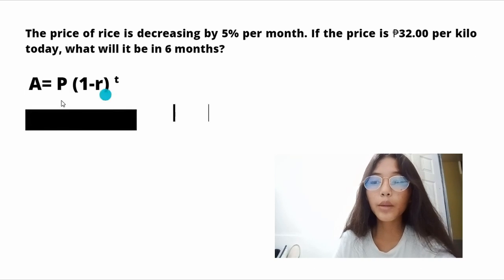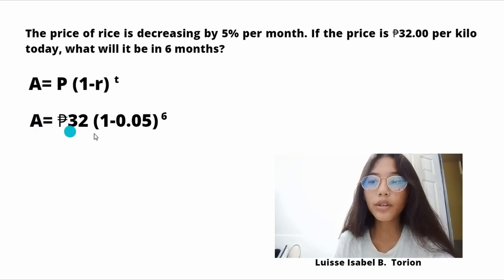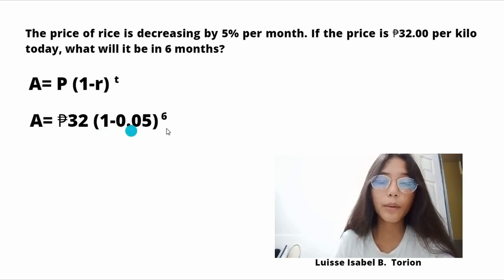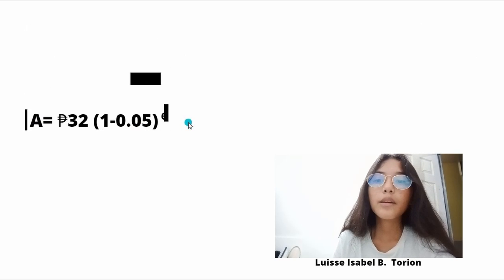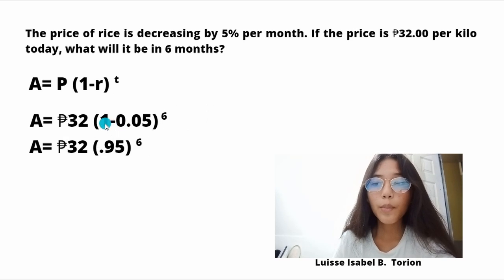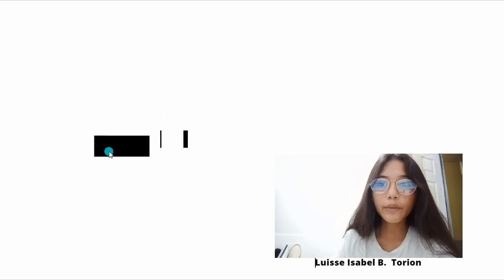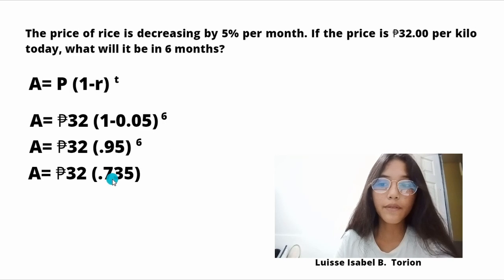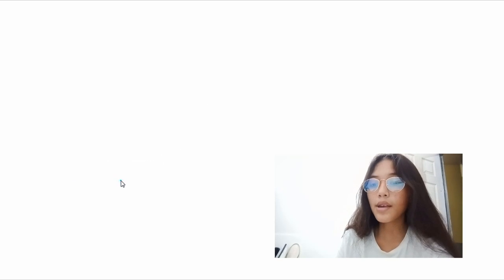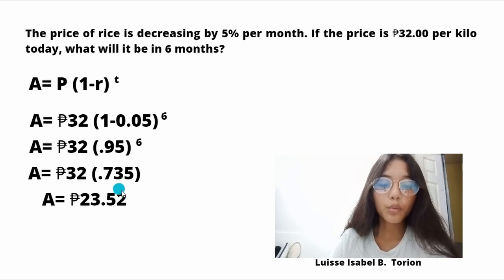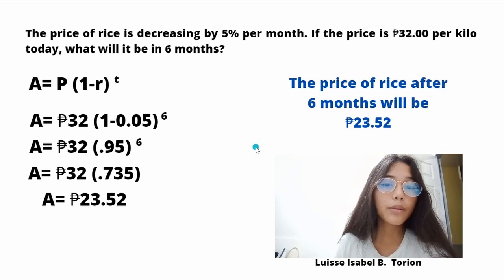Substitute all the given, it will be A is equal to 32 pesos, quantity 1 minus 0.05 to the power of 6. Let's subtract the two numbers. 1 minus 0.05 will be 0.95. 0.95 to the power of 6 will be 0.735. And after that, let's multiply the two numbers 32 and 0.735, in which it will be 23.52. So, the price of rice after 6 months will be 23 pesos and 52 centavos.